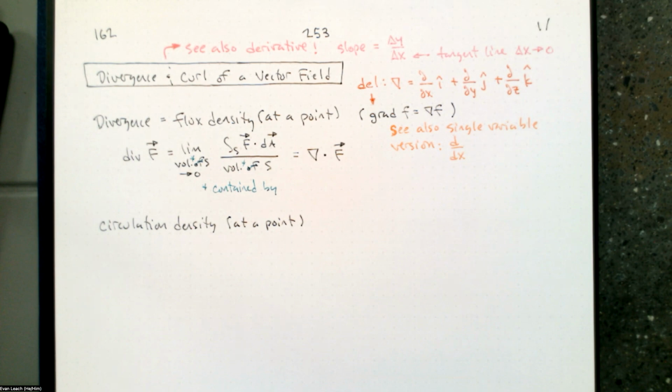In the divergence, we have a flux integral divided by a volume. In this circulation, we're going to be doing the same thing. Although in our circulation is going to be how the vector field flows around an area. That's how we want to think about circulation density at a point. How the vector field is flowing around a point. That's a hand-wavy way of thinking about it.